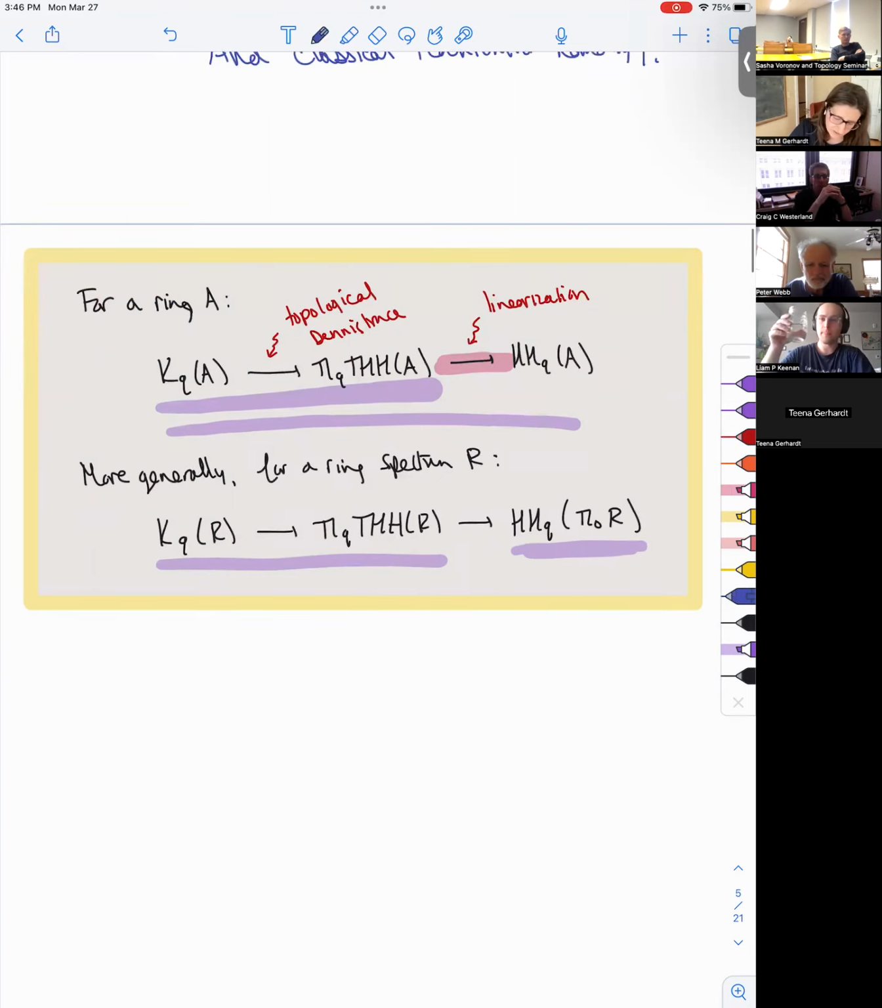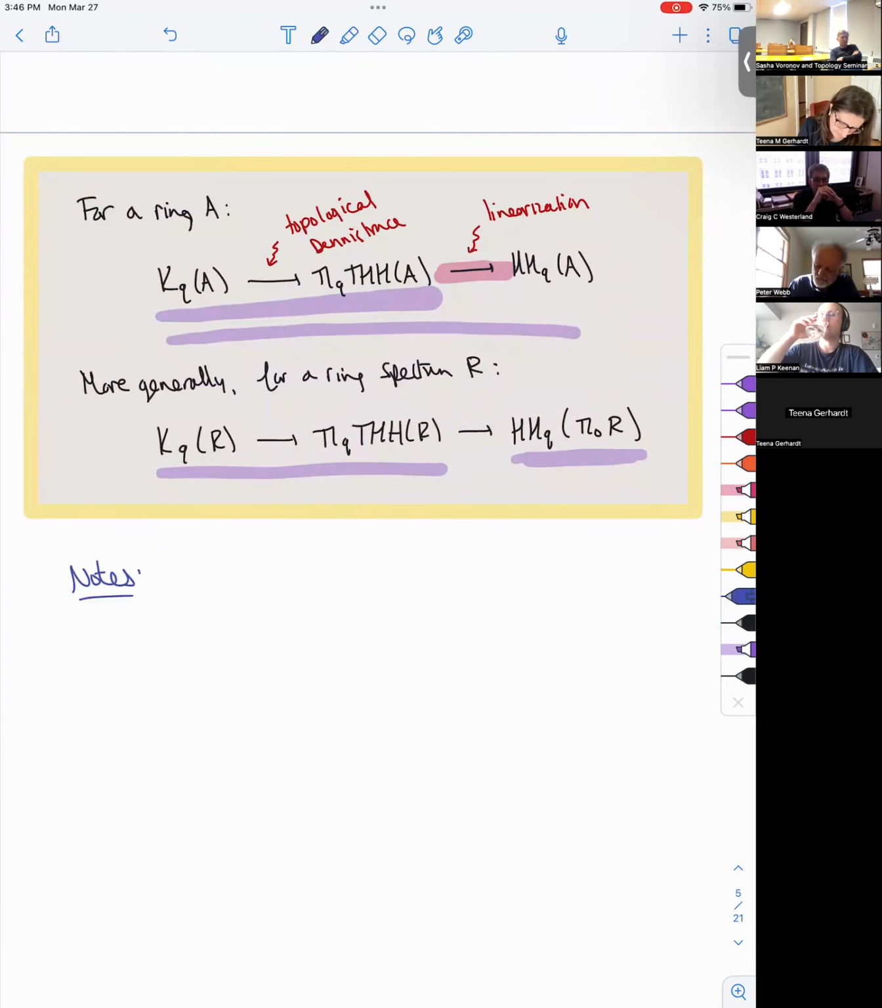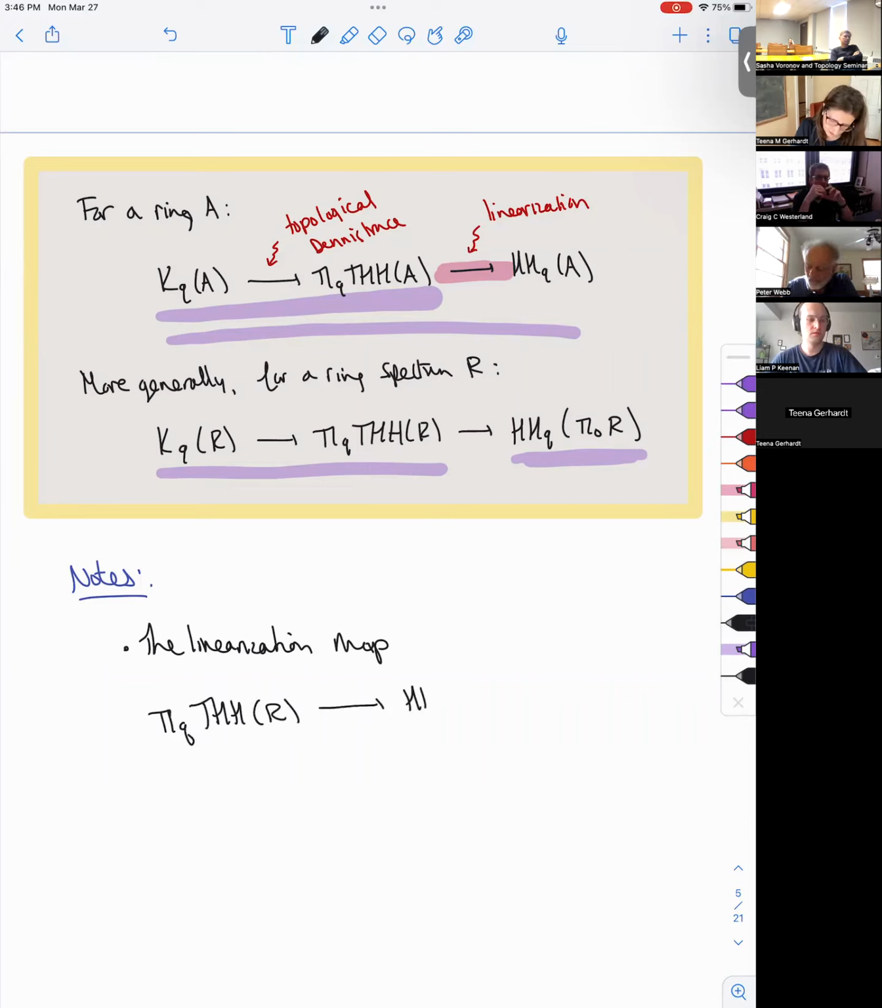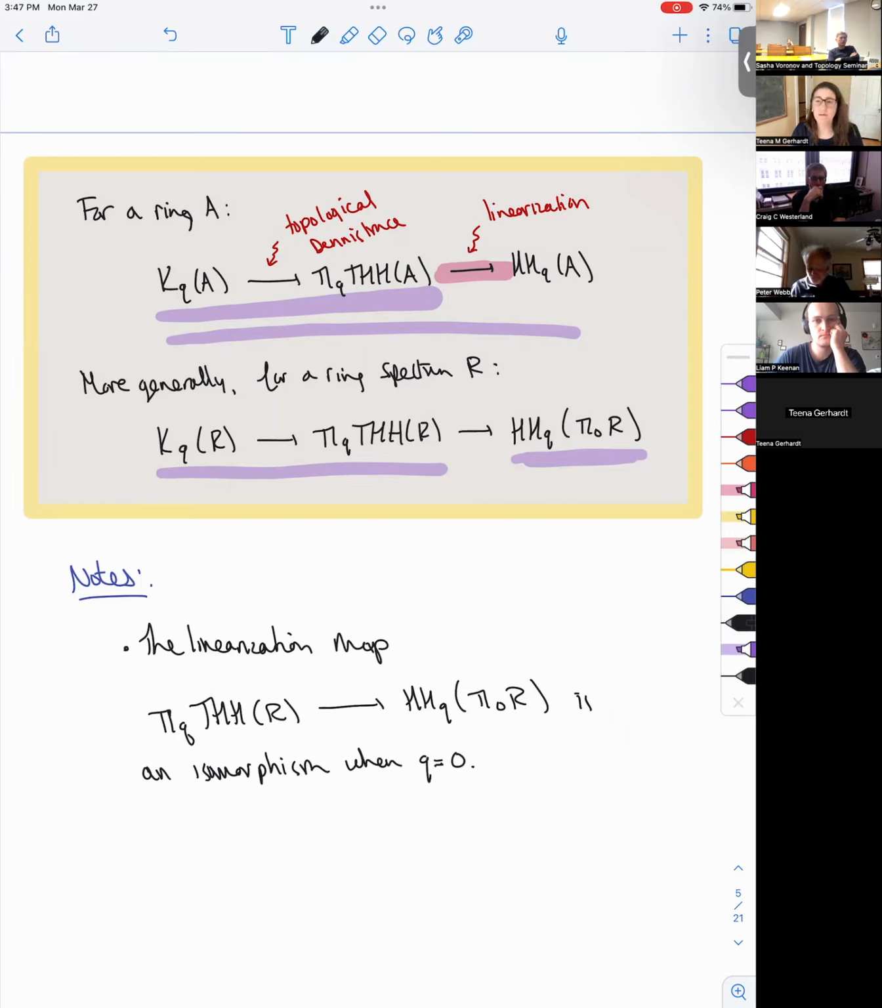Okay, so a couple of notes about this. The first is about this linearization map, which is a map from the zeroth homotopy group of THH to the Hochschild homology of pi naught of R. This linearization map is an isomorphism in degree 0. So these two theories agree in degree 0. That's my first note, and that'll be relevant for us a bit later.